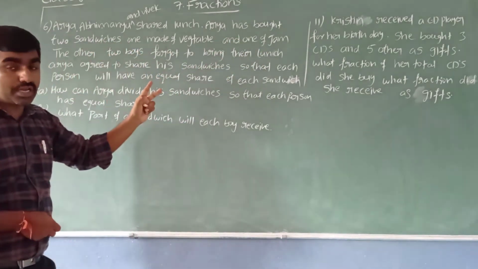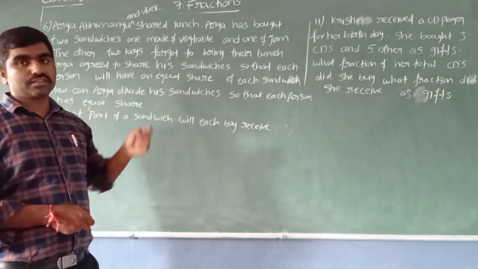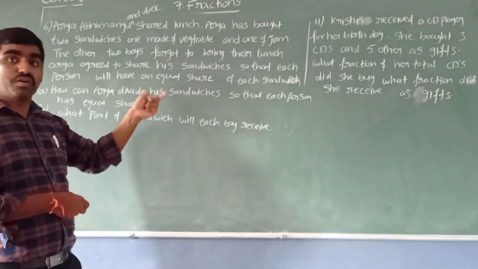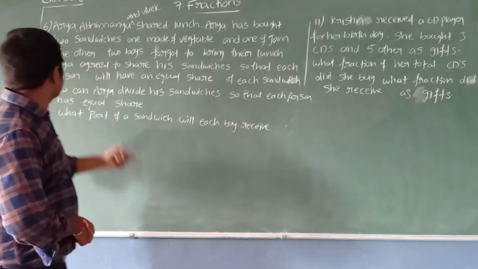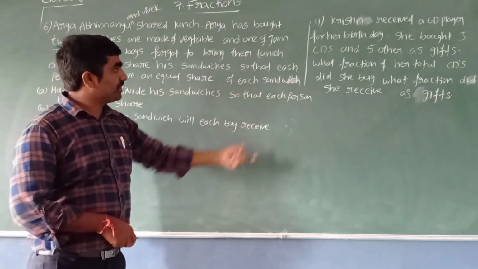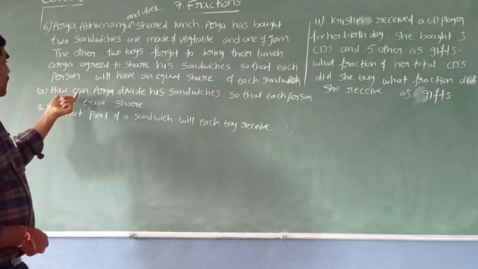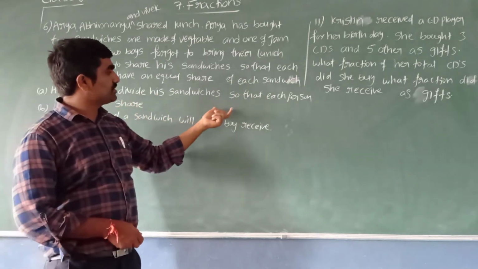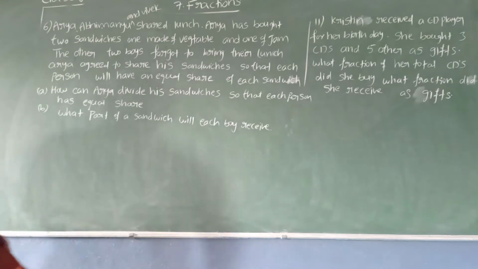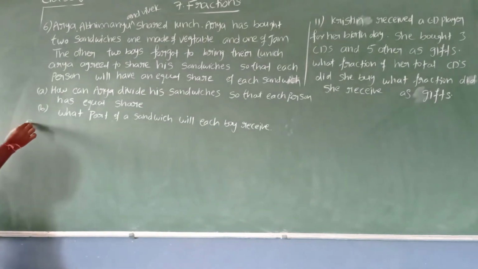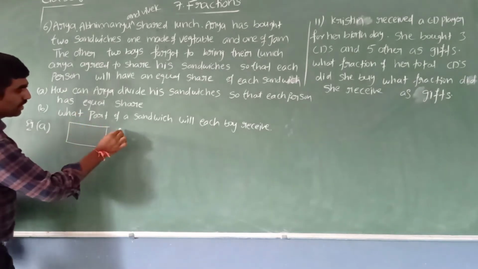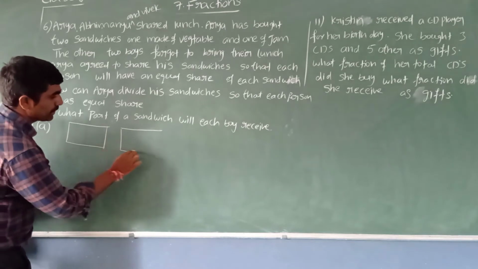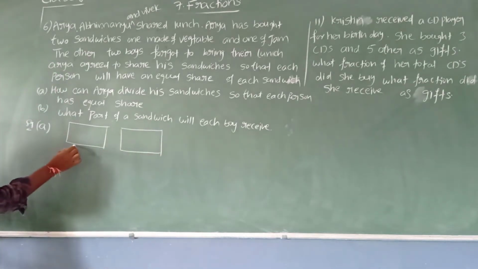Now we have to share only these two sandwiches in three equal parts for those three friends, so that each person has an equal share of each sandwich. How can Arya divide his sandwiches so that each person has an equal share? See, let me write the solution first. Let me take one sandwich in this shape, and I'll take one more sandwich. Yes, this one is the vegetable one.